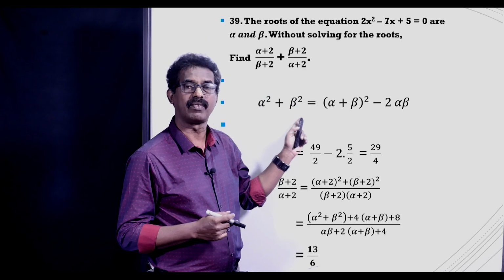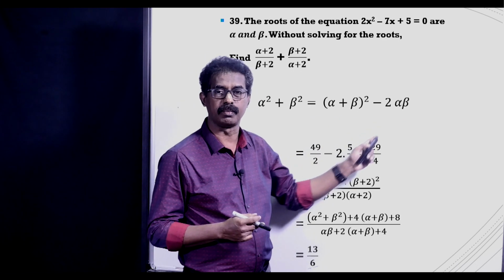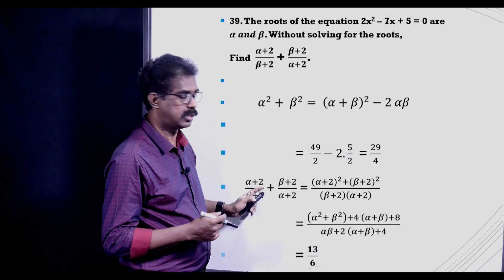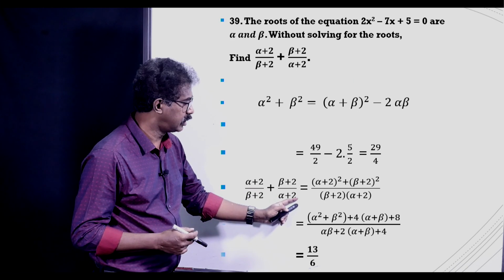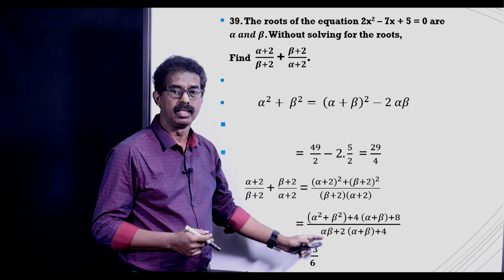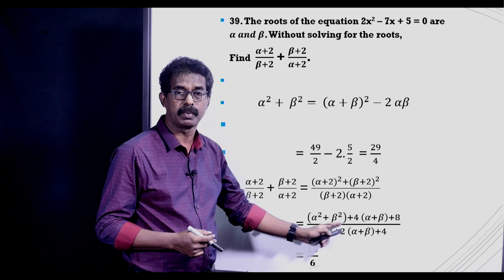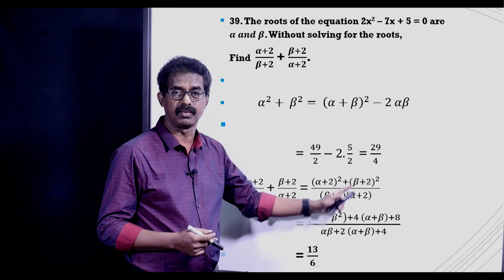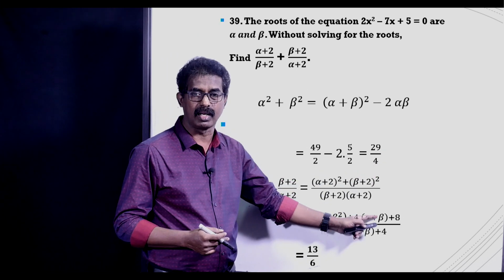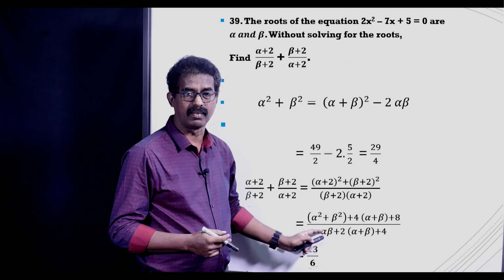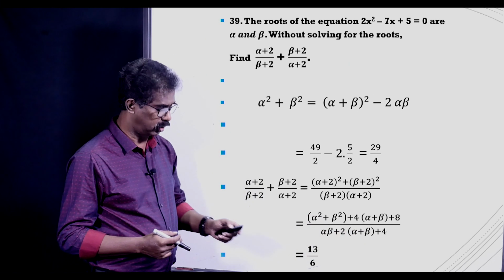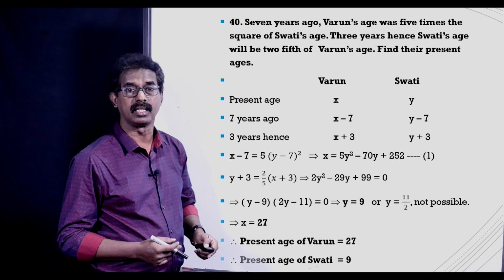So alpha plus beta the whole square minus 2 alpha beta. You complete that. Then this is what we want to calculate, right? Take LCM and simplify. You substitute the values. Alpha square plus beta square we need here. That's the reason we got that first itself. All other values, alpha plus beta and alpha beta, you know, just substitute, you will get the answer as 13/6.